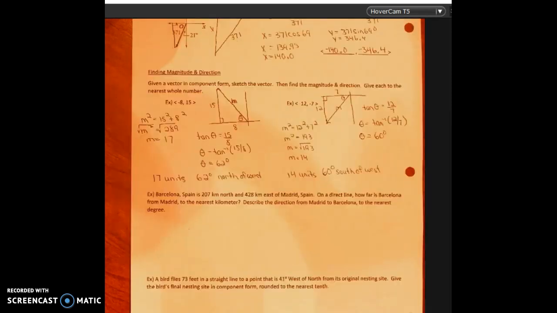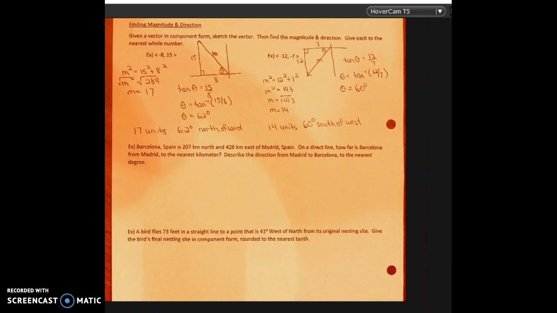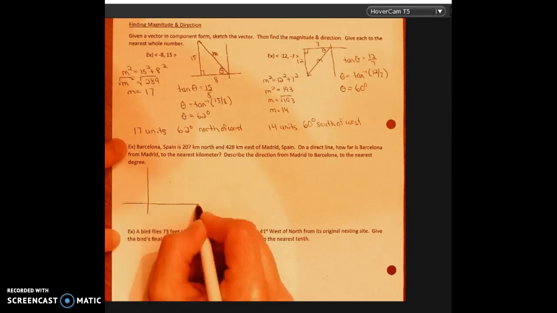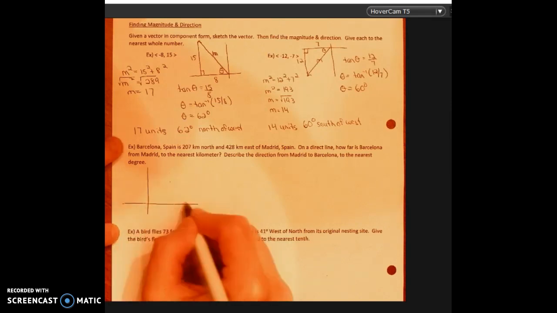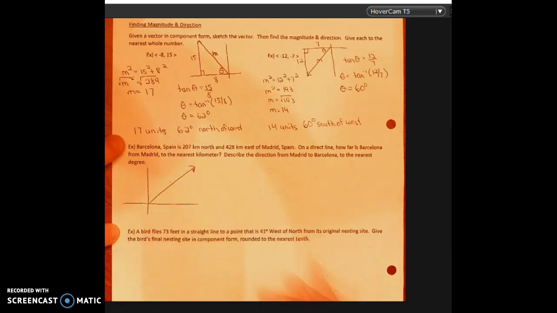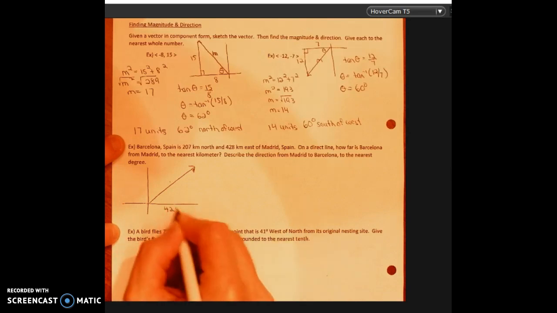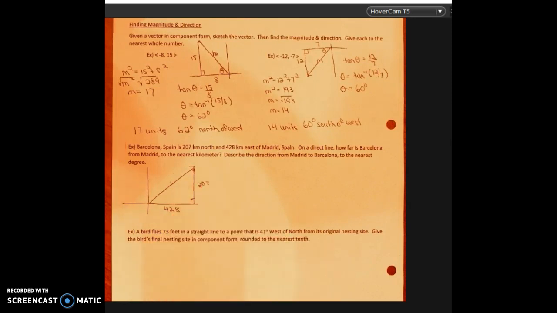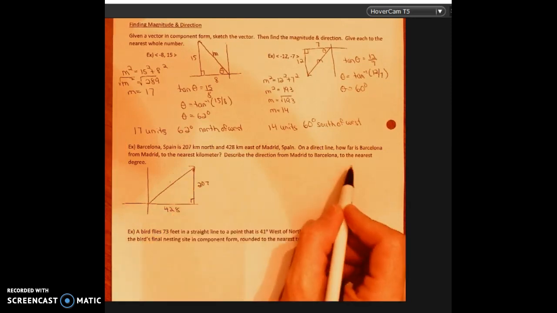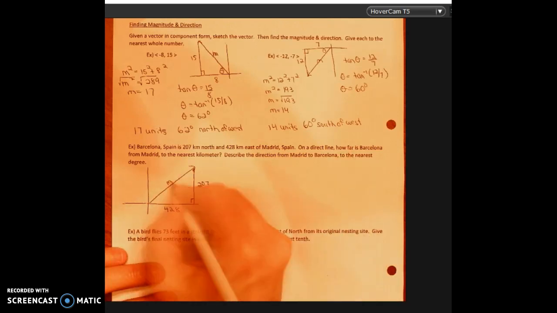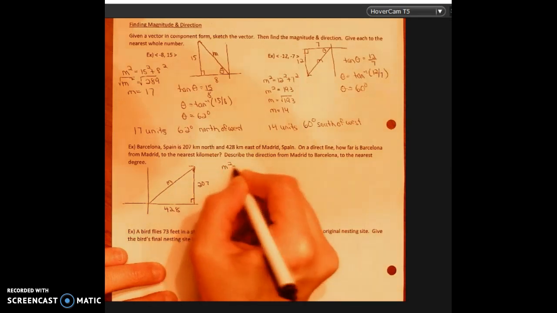All right, let's go take a look at the two applications that we have sitting in front of us. It says Spain is 207 miles north and 428 east of Madrid. So 428 east, 207 north, so here is the vector we're talking about. This is 428 east. This is 207 north. They want us to describe the direction, and they want us to find how far. So again, how far would be that magnitude.